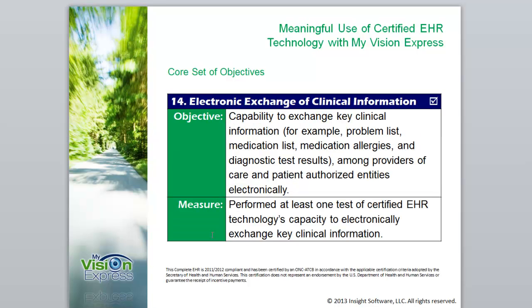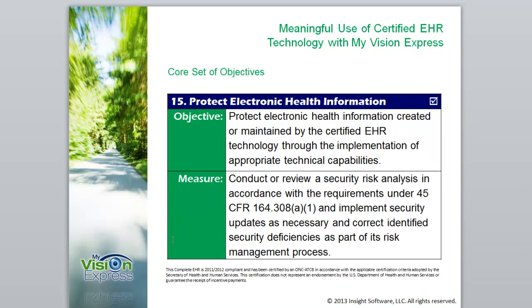Now the next one I'm not going to go over. It's an objective that's now obsolete, so you no longer need to do this one. So I'll just go ahead and move along to core objective number 15. This is another one that got a lot of customers. Protect electronic health information. The goal with this objective is to run a risk analysis check, a security risk analysis. So the objective is to protect electronic health information created or maintained by the certified EHR technology through the implementation of appropriate technical capabilities. And the measurement is to conduct a review, a risk analysis check.